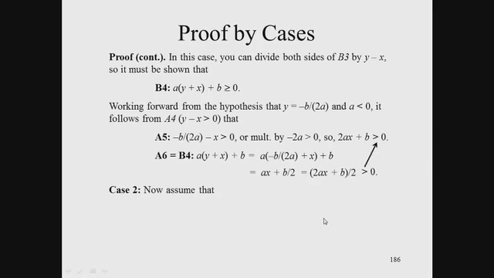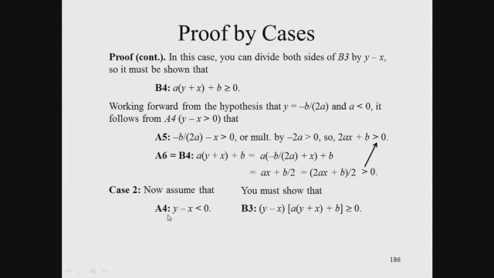Now let's do case 2. In case 2, if you look back on the previous slide, we can assume that y minus x is negative, and we have to again show that B3 is true. So now we're just going to work forward from A4 to get to B3, again by algebra. And the algebra is very similar to what we did right here. So let's just repeat the steps.